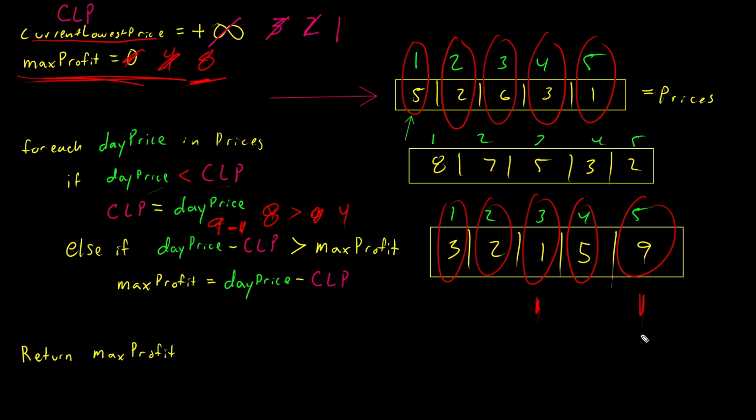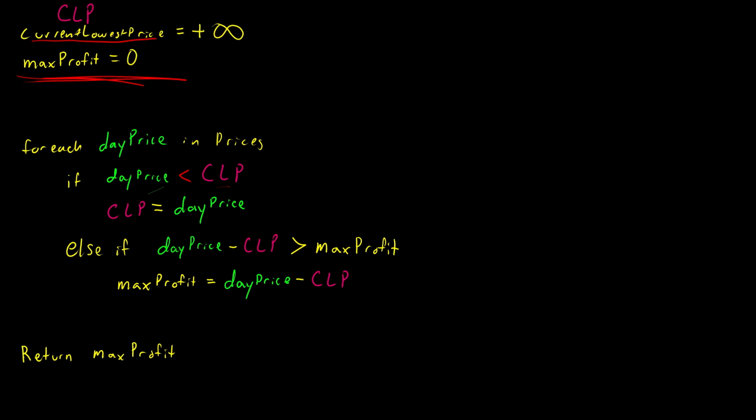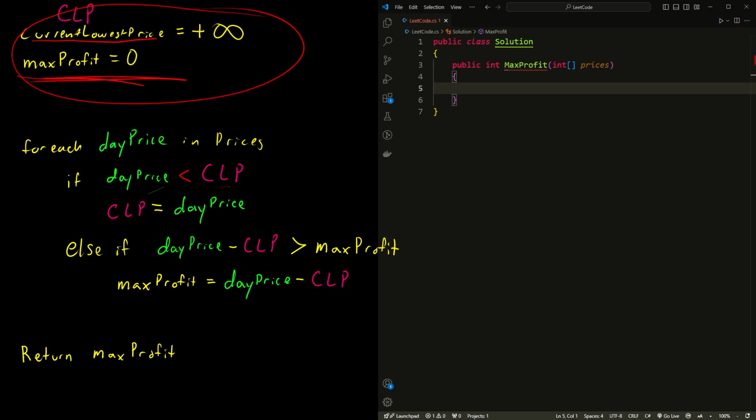Okay, I'm going to erase this and move on to the code. So I'm going to go ahead and solve this problem using C#. I'm going to go through it and then I'll write the equivalent in Python. So let's go ahead and get started. Now, in the problem solution, they tell us that everything's going to be an integer. So we could just make our current lowest price an integer. So let's do that.